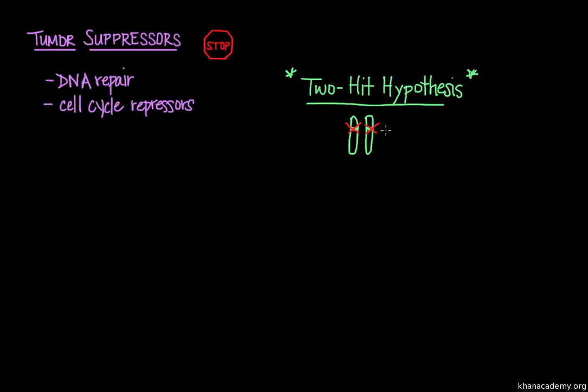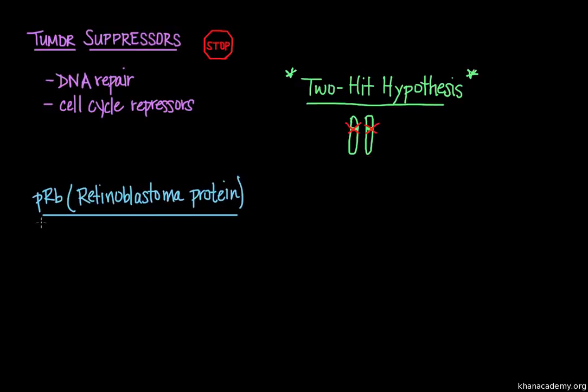The two-hit hypothesis was first proposed with cases of retinoblastoma, a rapidly developing cancer that originates from the immature cells of the retina, the light-detecting tissue of your eye. And I'll write this as pRB for retinoblastoma protein. Now, the retinoblastoma protein prevents the cell from replicating when its DNA is damaged. And it does this by preventing progression of the cell cycle from G1 into the S phase, or synthesis phase.